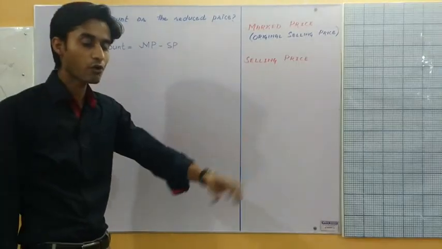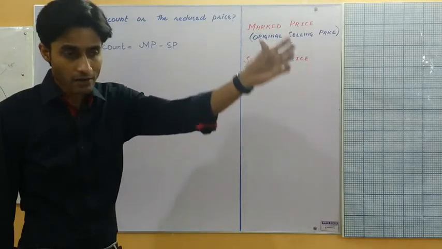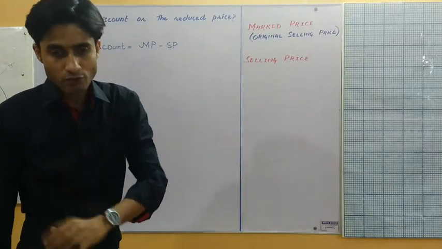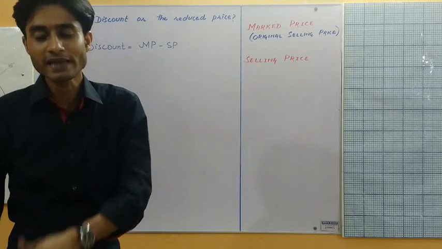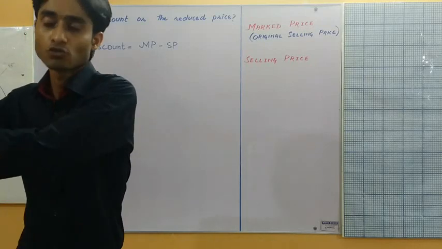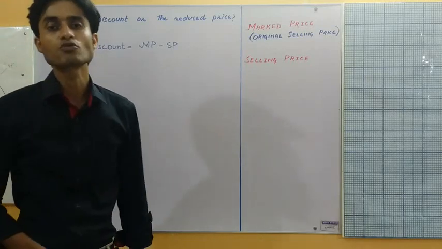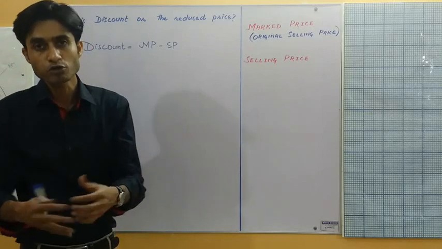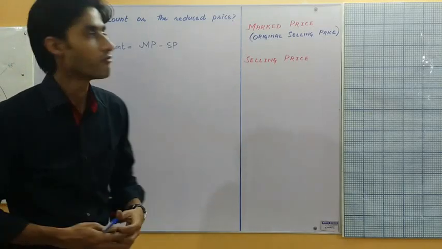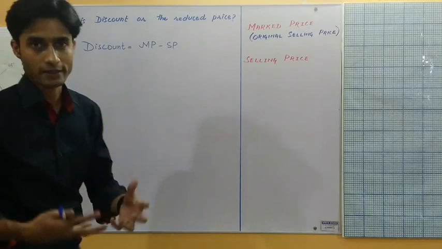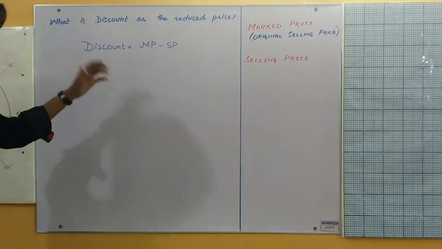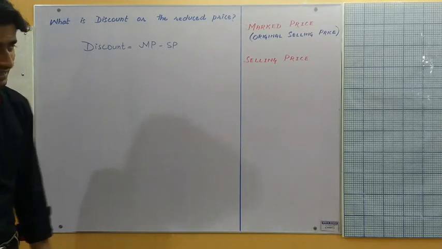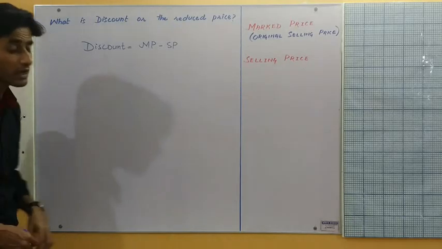That 2000 becomes the original selling price, becomes the mark price, and this 1500 becomes the new selling price at which it is now being sold. And the difference between these two amounts is called the reduced price or the discount, which is usually called riayat. Anyways, so discount is equal to mark price minus selling price. This is the formula to find out the discount.